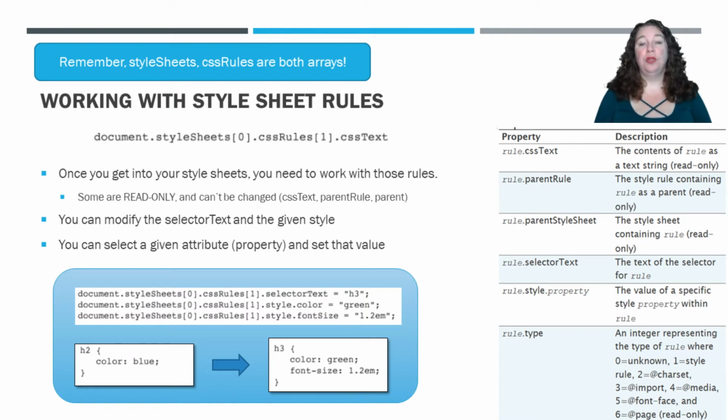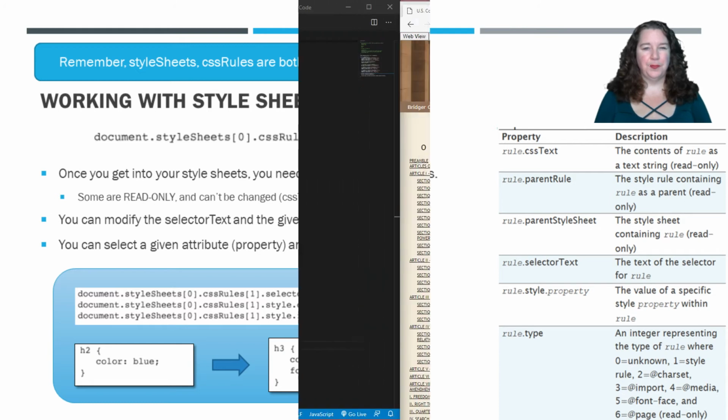One of the other things with rules is they can have a type. It can be 0, which is just an unknown. It can be a style rule, which is a 1, or it can be one of our at rules, our character set, our import media, our font face, or our page, if we wanted to do that.